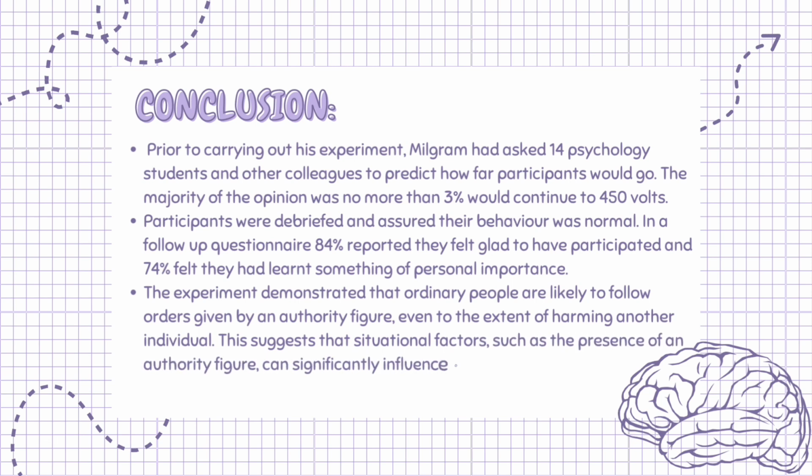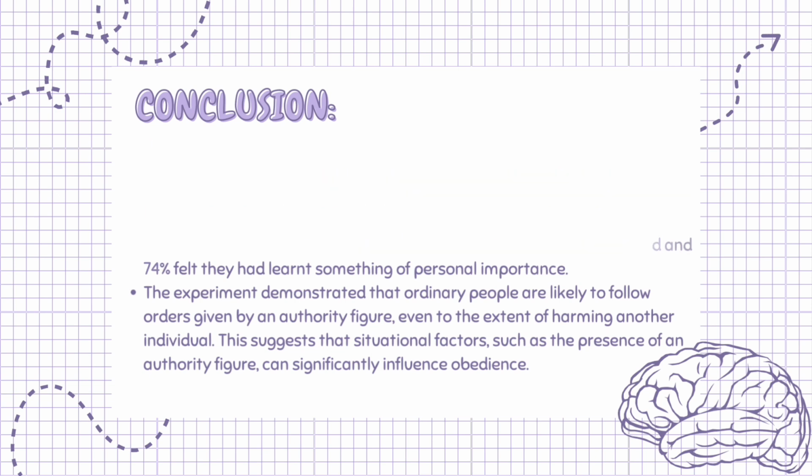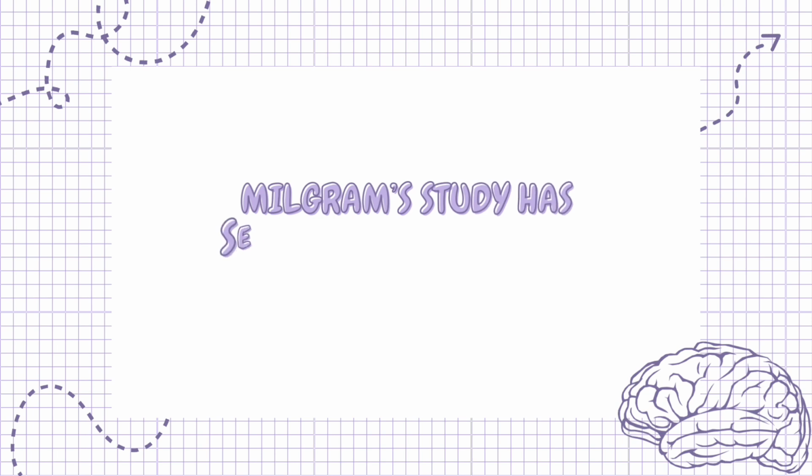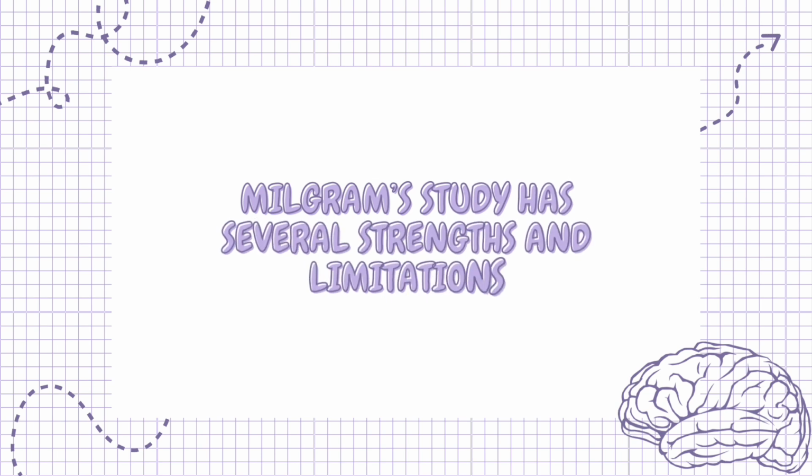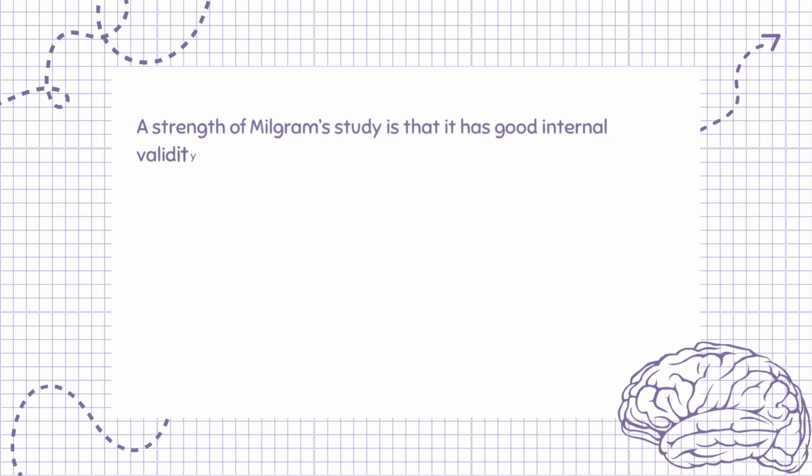This suggests that situational factors, such as the presence of an authority figure, can significantly influence obedience. Milgram's study has several strengths and limitations. A strength of Milgram's study is that it has good internal validity.